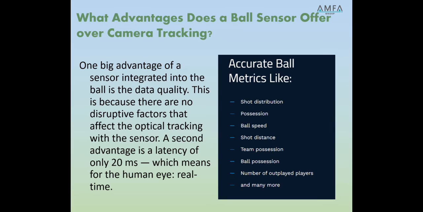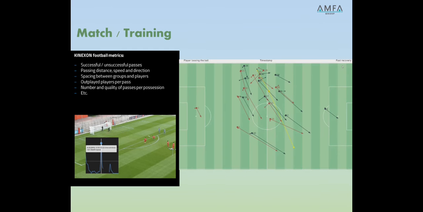And the advantages of the ball sensor against camera tracking: the foremost advantage is that it cannot be blocked by any blockage or any object. The measurements are very clear, no disruptions are possible, or only minimal disruptions, and the latency is 20 milliseconds, which is close to or almost equal to the human eye. So this is another advantage when a match or a training is done with the connected ball.